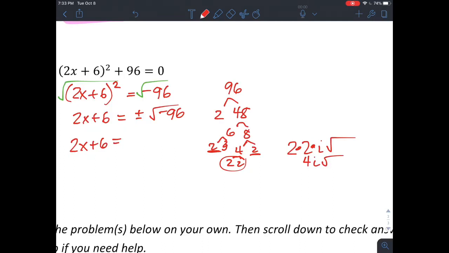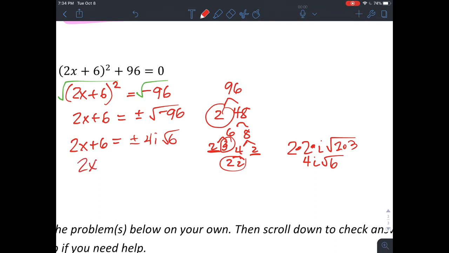So square root of negative 96 is going to break down into 4i times, we've got a factor of 2 and a factor of 3 left inside. So we're going to have 4i times the square root of 6. So rewriting our square root of negative 96. Then we have to work to get our variable actually solved for.